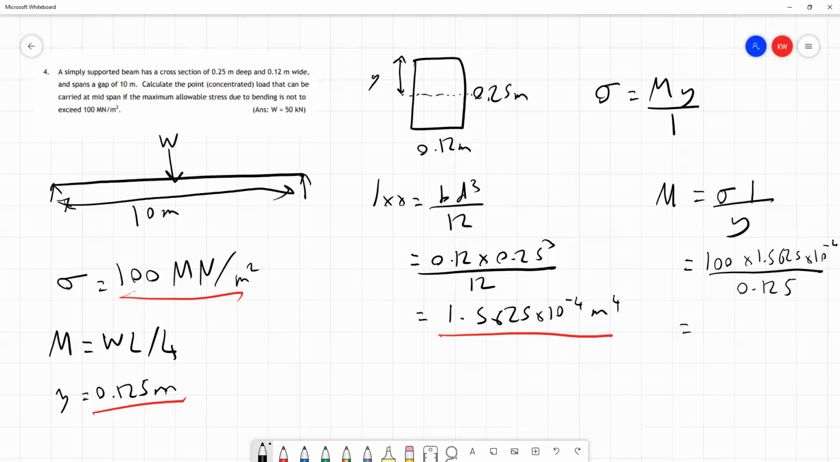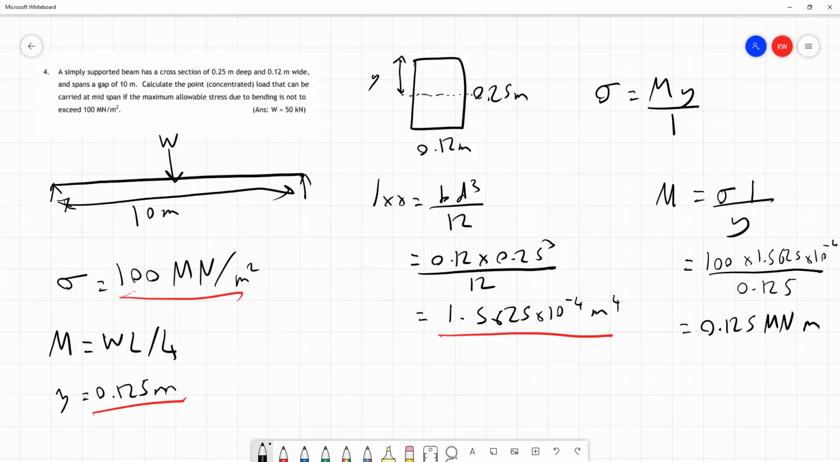So 100 times 1.5625 times 10 to the minus 4. Divide that by 0.125, and we get an answer of 0.125 meganewton meters. That comes from the stress, meganewton meters. And we need to remember that so that we're keeping our units consistent.